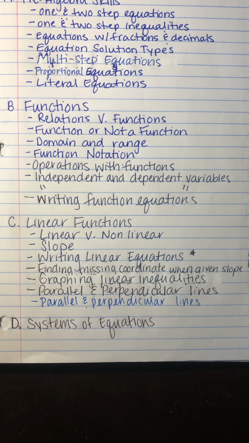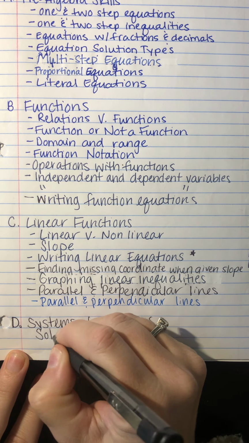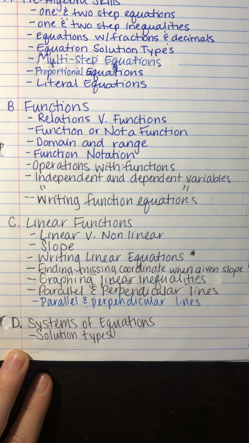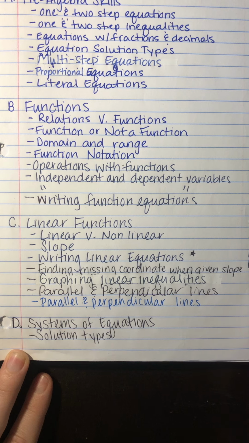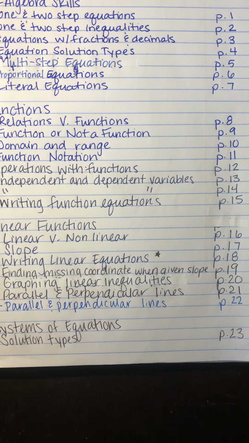All right, so kind of like what you guys did on bell work today, systems of equations is going to be where we're going to graph a couple different lines on the same plane, and we're going to look at those intersecting points. So the first thing that we're going to talk about today are solution types. And that's going to be on page 23. If we can go ahead and flip over to page 23.